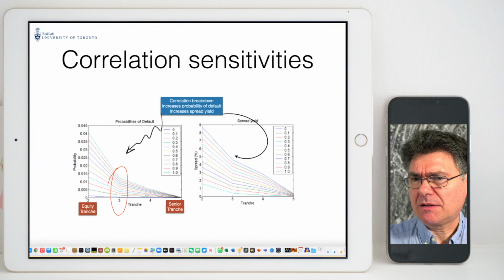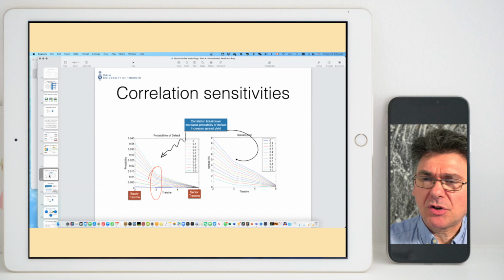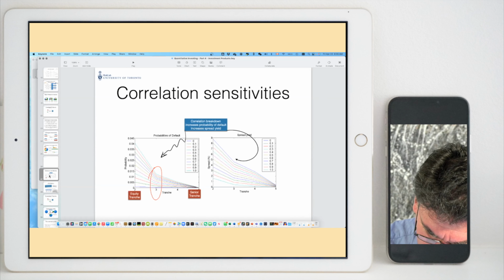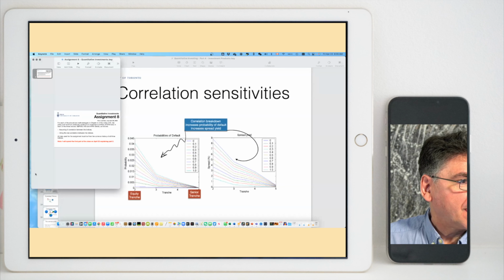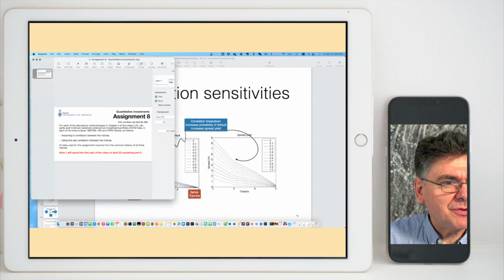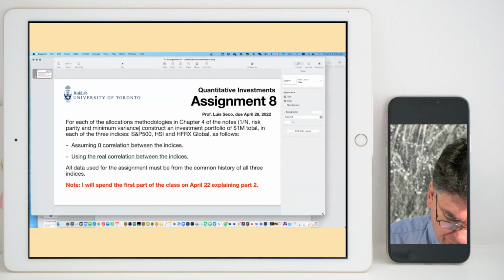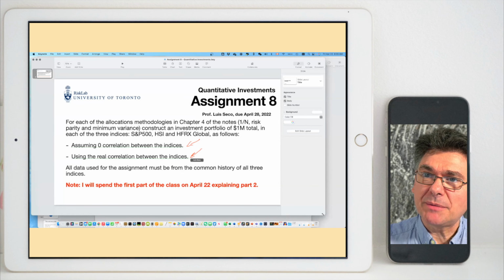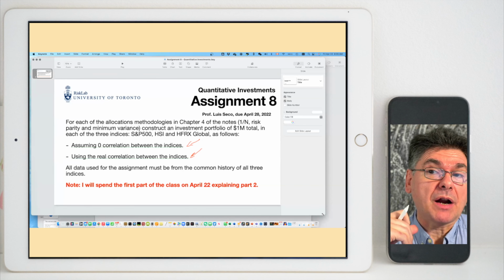This paper is on my website. I don't recommend that you read it. It's very complicated. But I want to make a final connection with assignment number 8. In assignment number 8, what are you doing? You are calculating the allocation with zero correlation and with a real correlation. And this actually matters. Correlation sensitivities are very important.